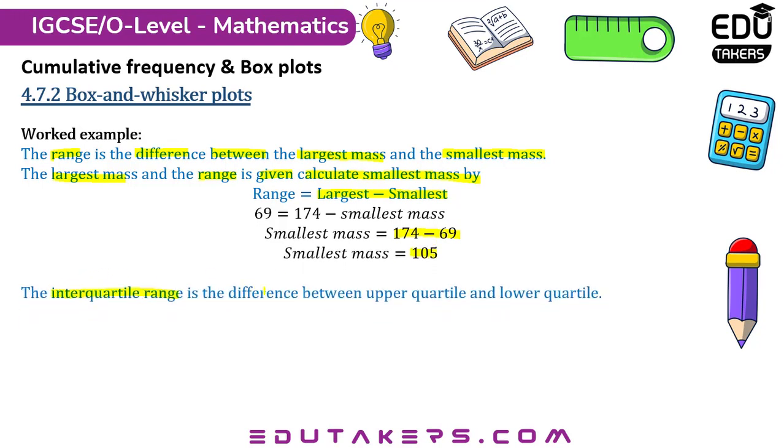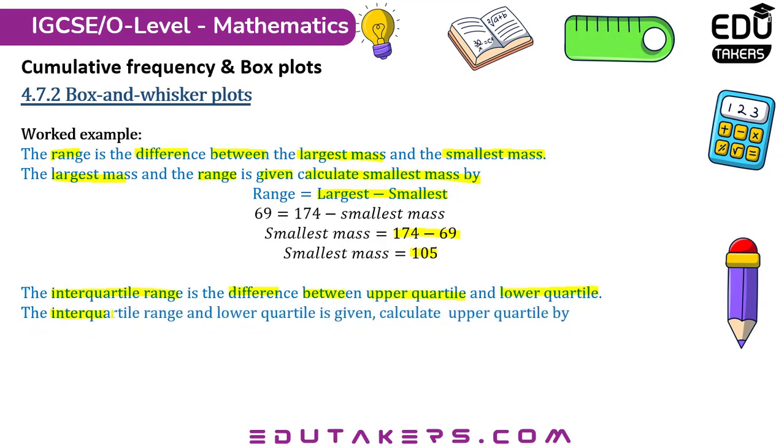The interquartile range is the difference between the upper quartile and the lower quartile. The interquartile range and lower quartile are given, so calculate the upper quartile by interquartile range equals upper quartile minus lower quartile. 38 equals upper quartile minus 121. So the upper quartile is equal to 159.